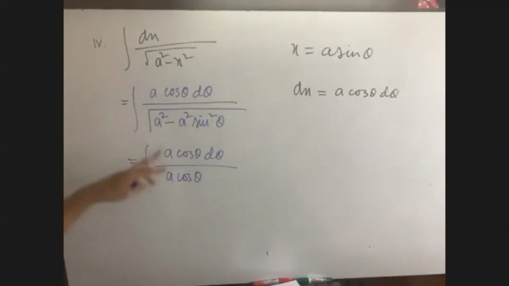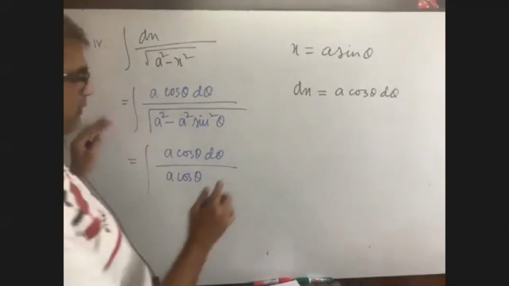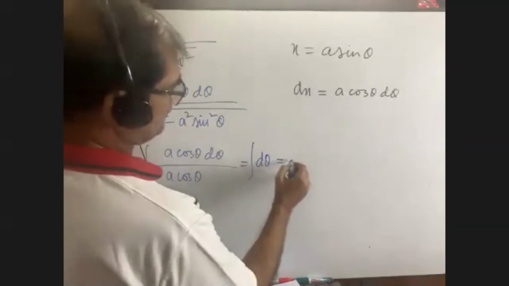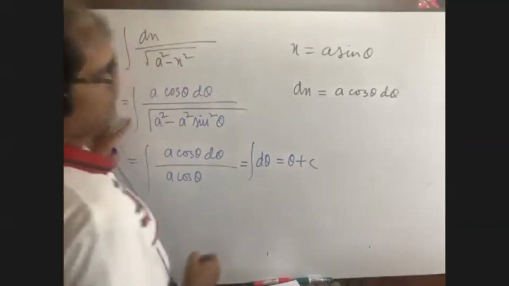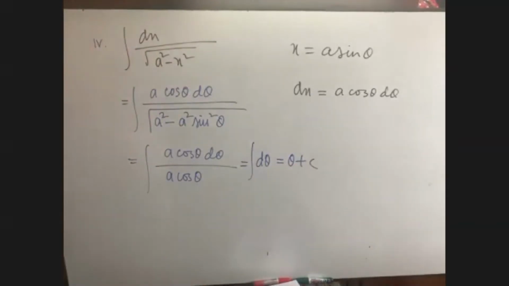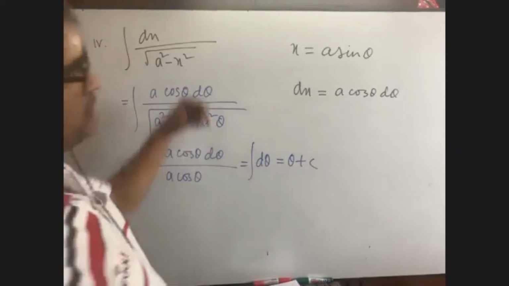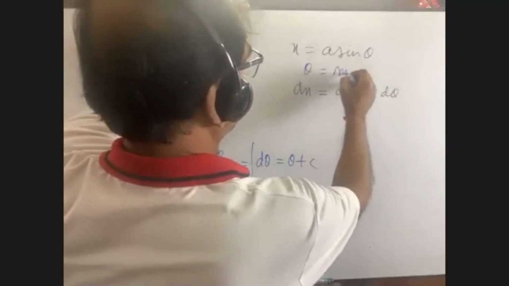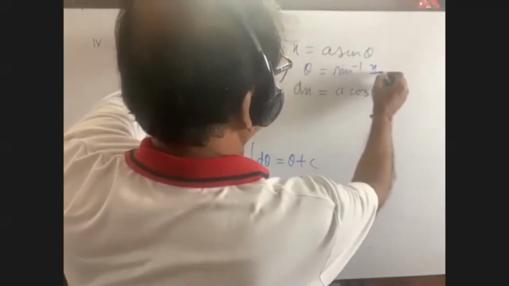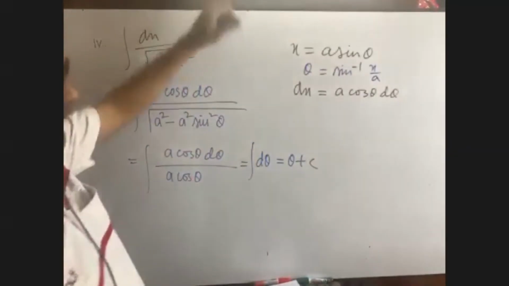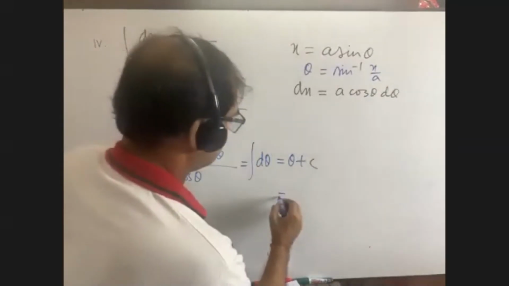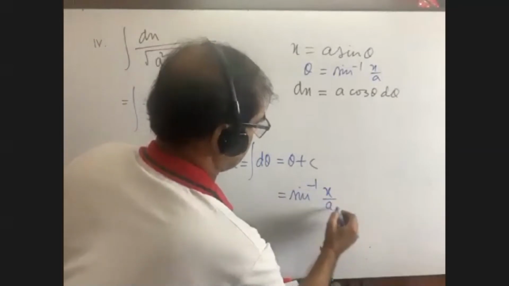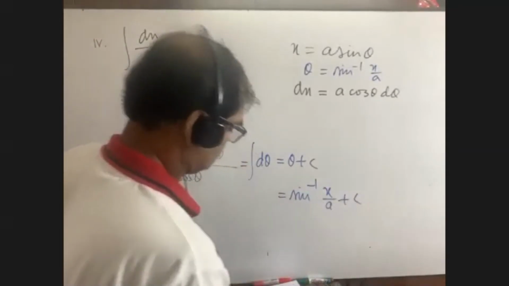This a will be cos theta, everything will be omitted, so we are left with only d theta. D theta means theta plus c. Now from here we can write theta equals sine inverse x by a. So it is sine inverse x by a plus c, and we are done.